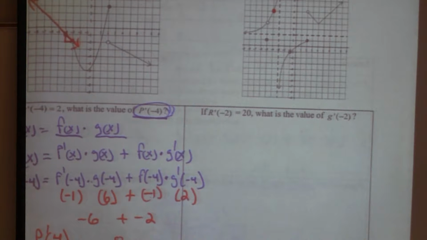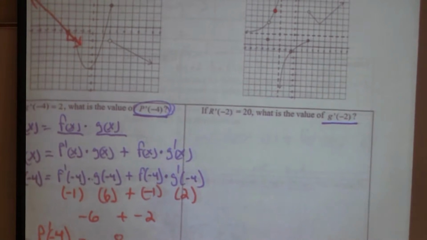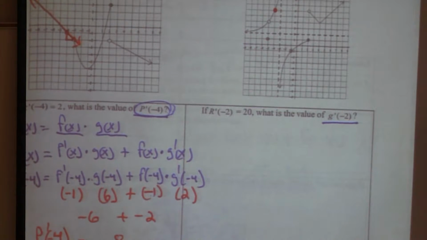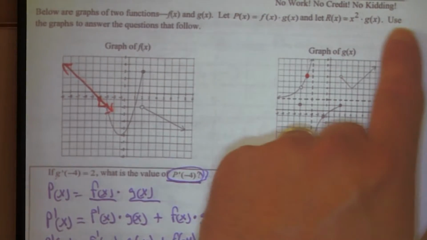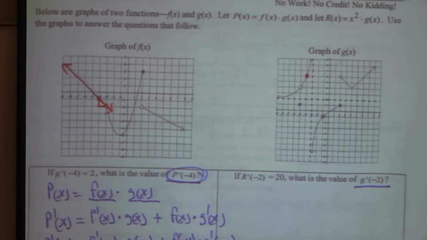If r prime of negative 2 equals 20, what is the value of g prime of negative 2? What do you think we've got to use in this problem? Do I need to use P of x or do I need to use R of x? Why do you think I'm going to use R of x?